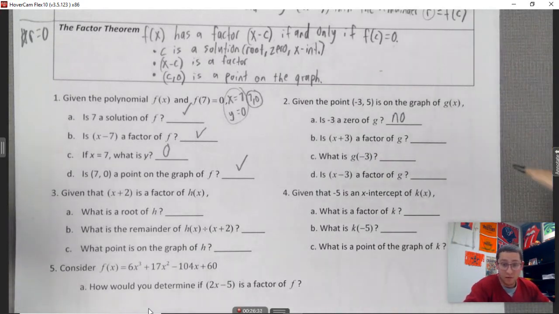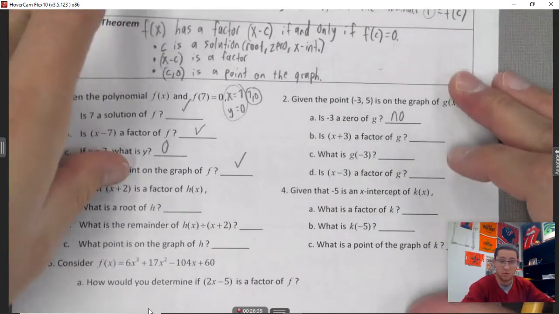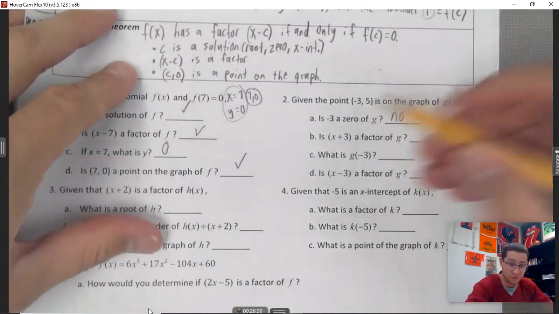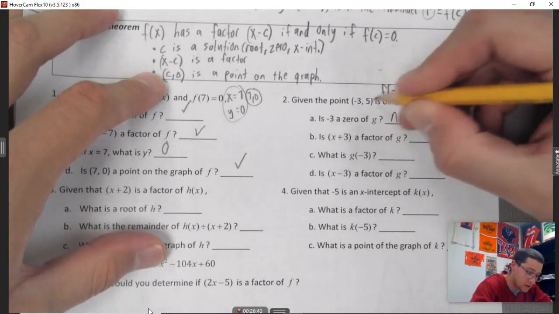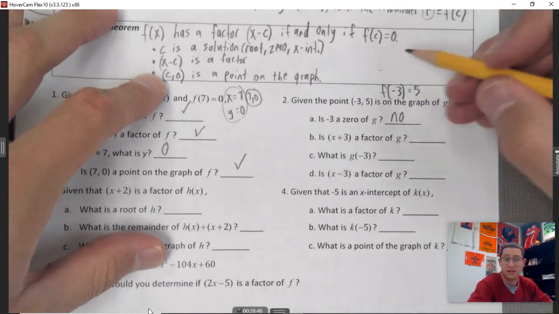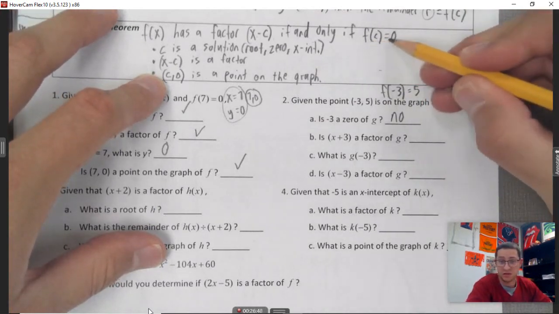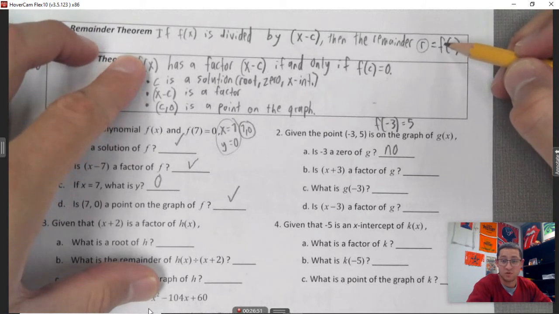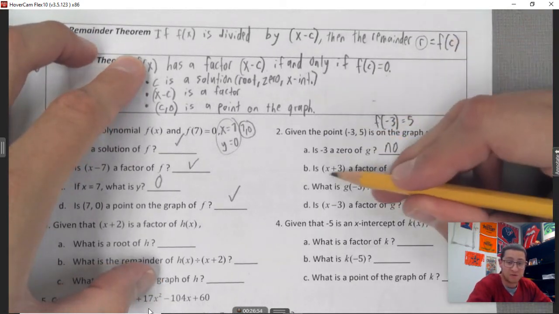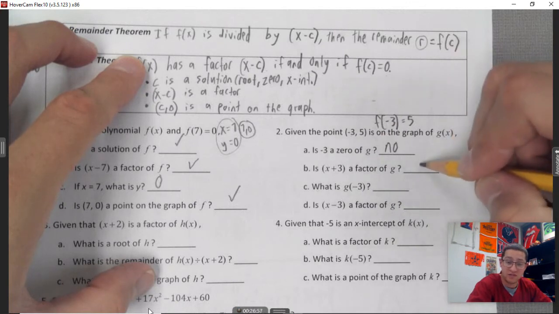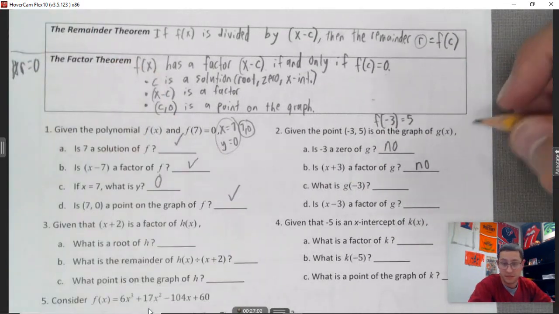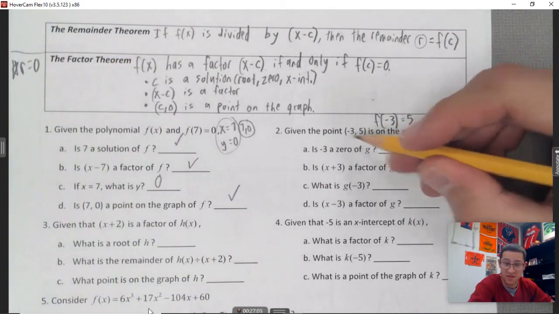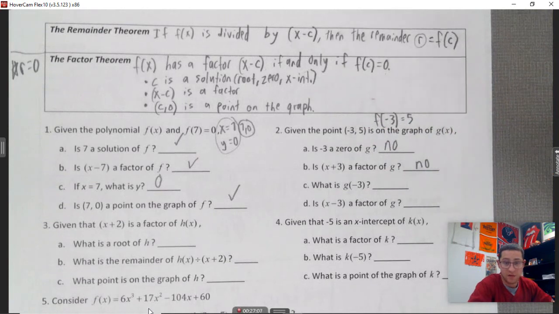What was my remainder? Remember what we're doing here. When we plug in negative 3, we get out 5. Does that fall into these lines? No, it doesn't. That's more like the remainder theorem. So if I were to divide by x plus 3, my remainder would end up being 5. So this is a no. Is x plus 3 a factor of g? The answer is no, because if I were to do synthetic division with negative 3, I would not have a remainder of 0.